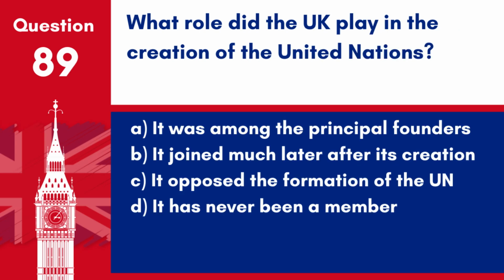Question 89. What role did the UK play in the creation of the United Nations? A. It was among the principal founders. B. It joined much later after its creation. C. It opposed the formation of the UN. D. It has never been a member.